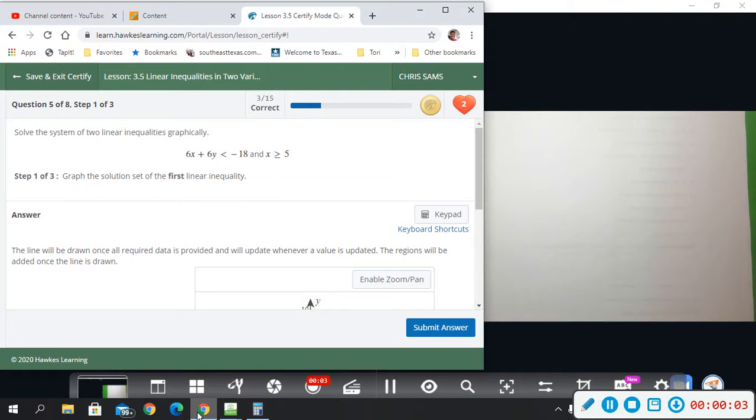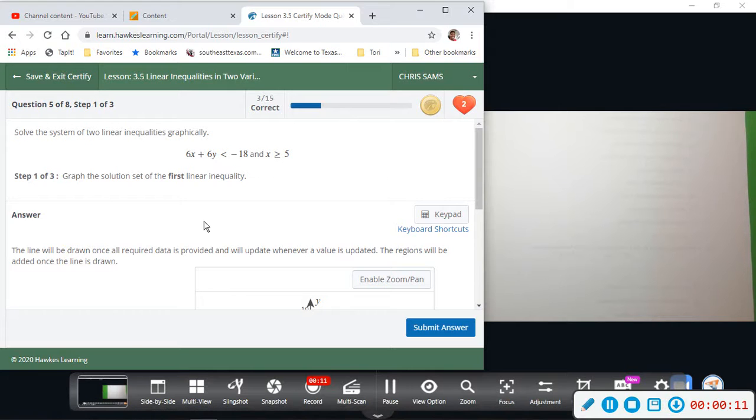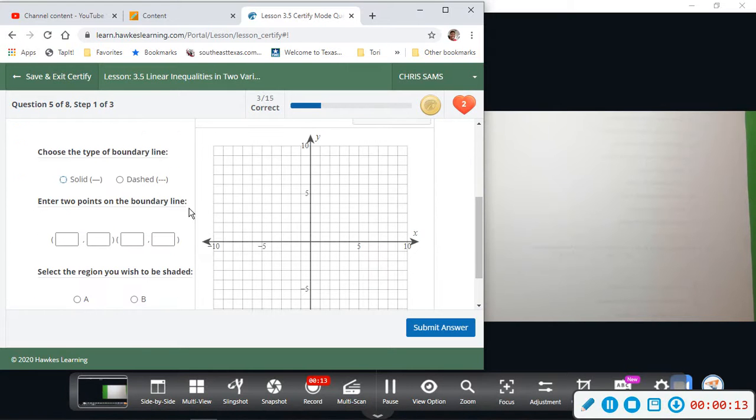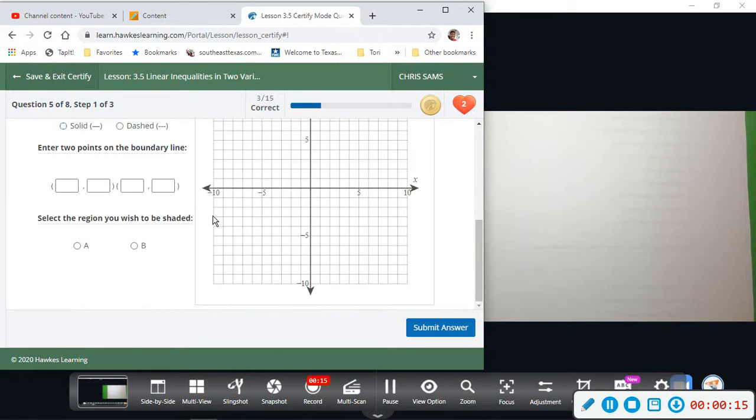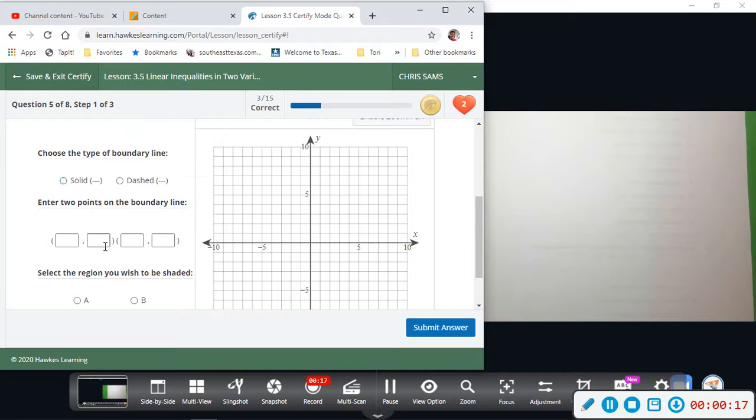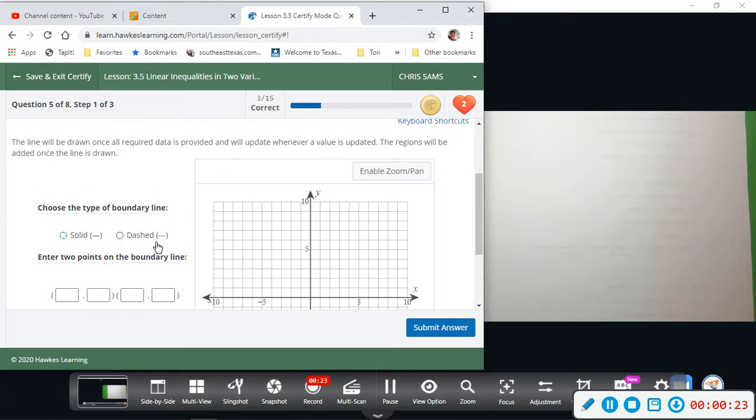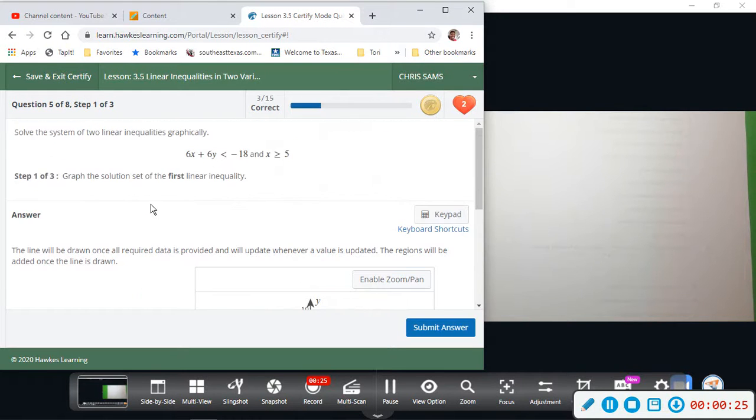Alright, number 5. I want to solve the system of two linear inequalities. There's a couple of ways that we can do it, either by y equal, or we can pick ordered pairs. Since they ask for ordered pairs, we'll do it that way. We're going to do the first linear inequality first.